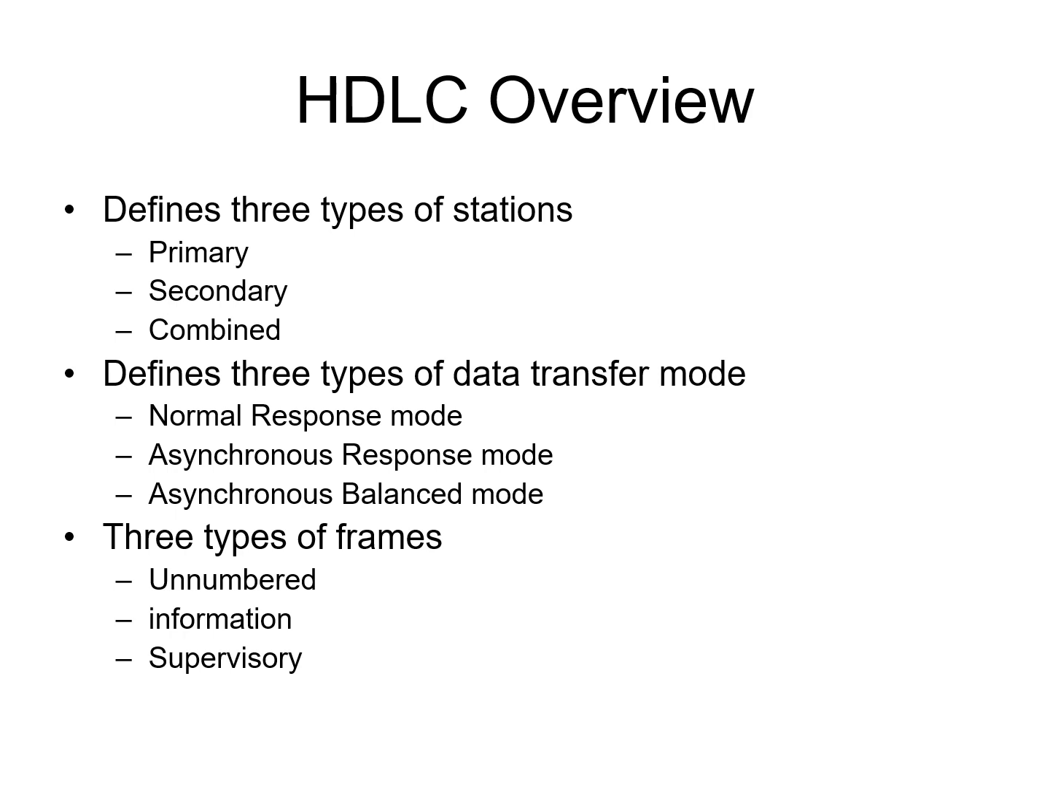And then we have the combined station. It combines the features of primary and secondary. A combined station may issue both commands and responses. So HDLC is defined as a general purpose data link layer control protocol, and it issues both commands as well as responses. The stations can also be configured in different network configurations.